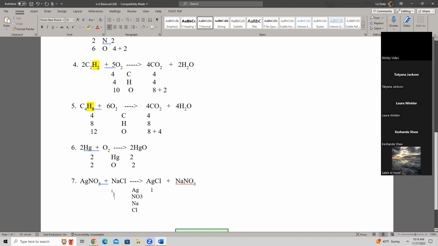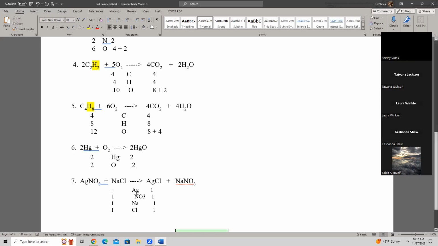You see, it makes life easier to say 1 NO3 on this side and 1 NO3 on that side, instead of saying 1 nitrogen, 3 oxygens. 1 Na on this side, 1 Na on the other side. And chlorine 1 and 1. And that's kind of how you do this.